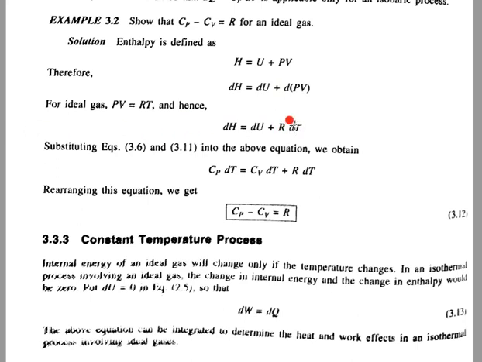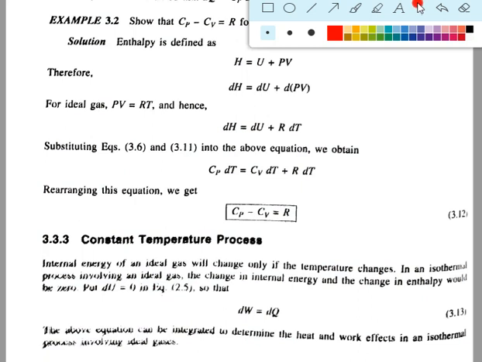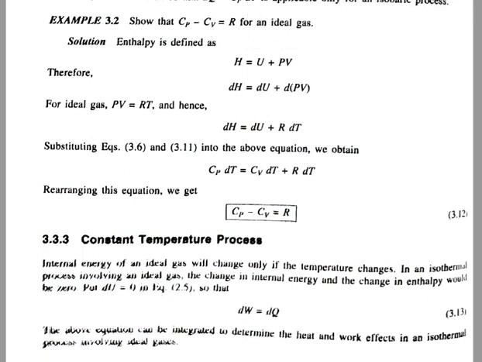Now in this equation we are putting the values of dH and dU. From the above equations for specific heats, we will put the values of dH and dU. So substituting equations 3.16 and 3.11 into the above equation, we obtain that in place of dH, Cp dT, and in place of dU, Cv dT, okay, so plus R, which is constant, into dT.